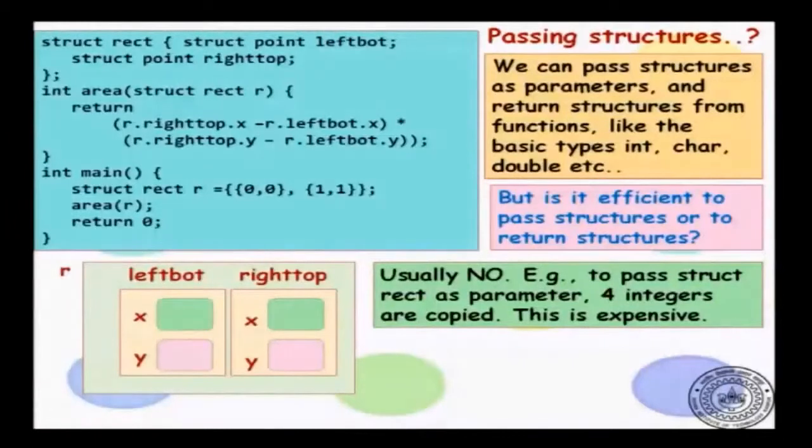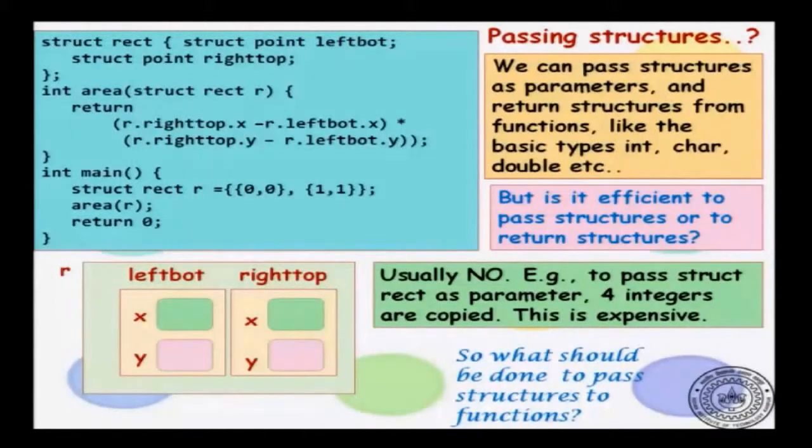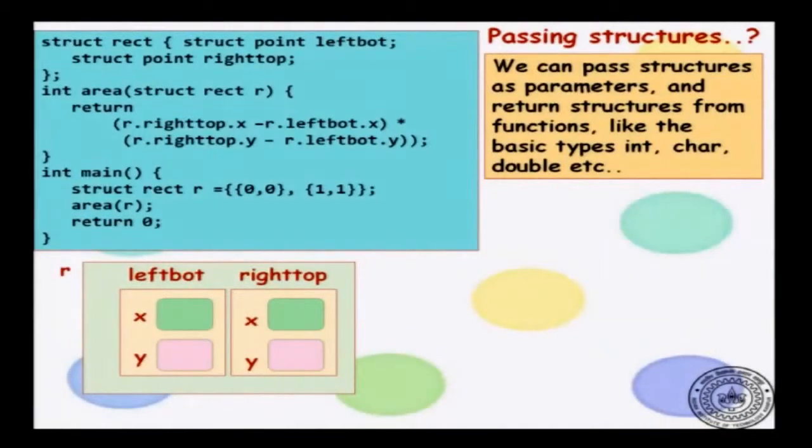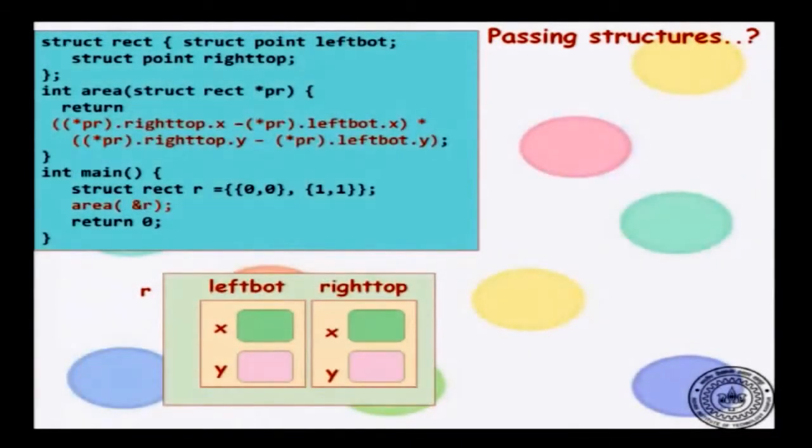So, one way to get around it is to pass a pointer to the structure. So, what should be done to pass structures to functions in an efficient manner? One way to do it would be to define what is known as a pointer to a structure. How do you define a pointer to a structure? You define it pretty much the same way as a pointer to any other data type. Had this been an integer, you would declare int star pr. So, if you want to declare a variable which is a pointer to a structure, you would define struct rect star pr. So, pr is a pointer to struct rectangle.